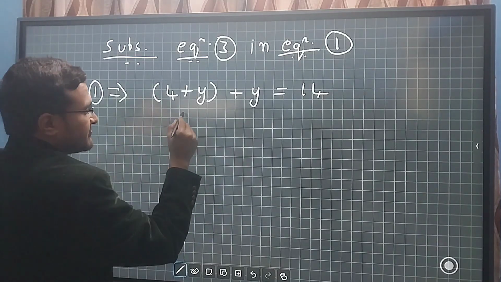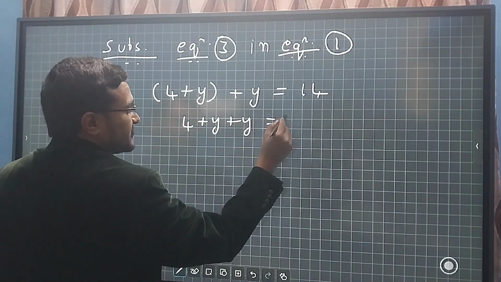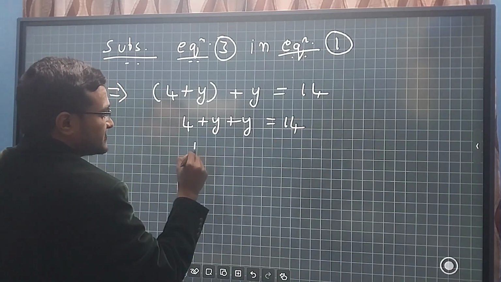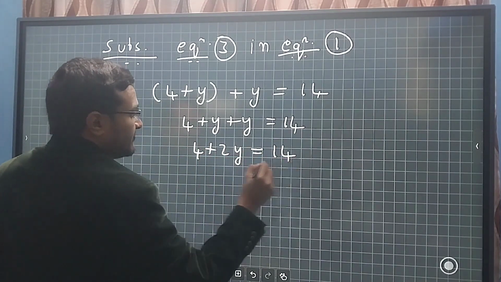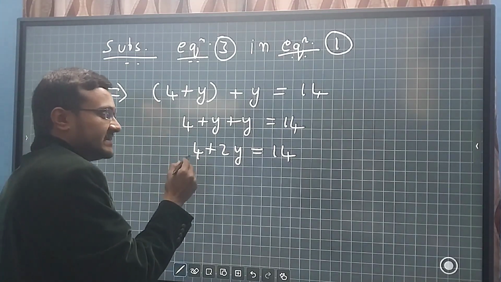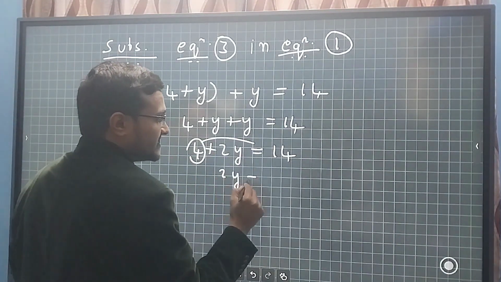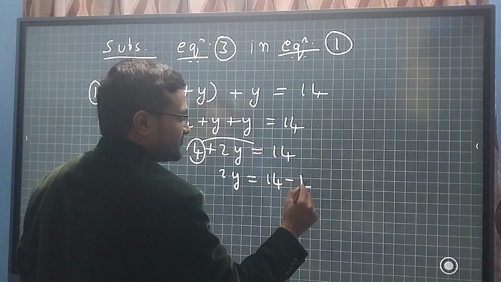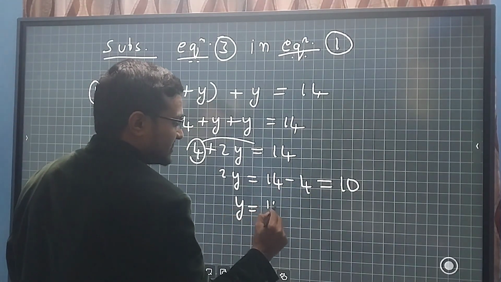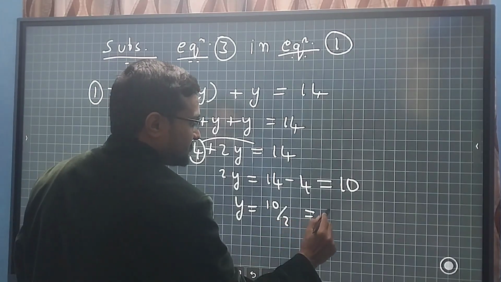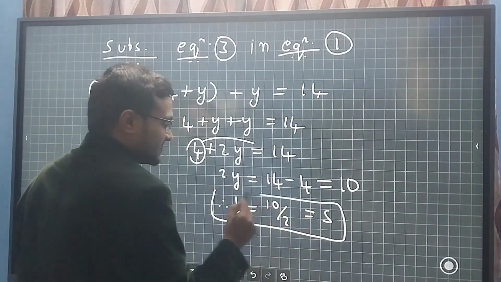Now you can remove the bracket. So it will be 4 plus y plus y is equal to 14. So plus y plus y is plus 2y, so 4 plus 2y is equal to 14. Now here you can take this 4 to RHS. When you take 4 to RHS, then 2y is equal to 14 minus 4. 14 minus 4 is equal to 10. So y is equal to 10 by 2, which is equal to 5. So now we are getting y value as 5.